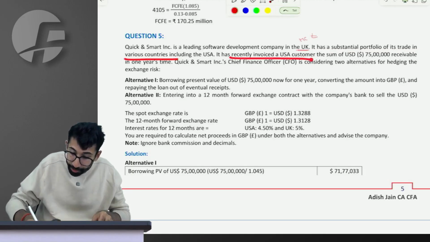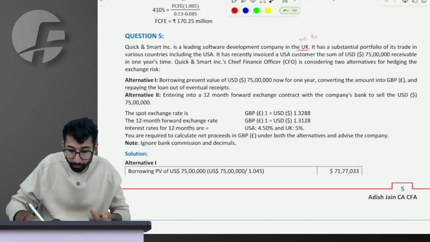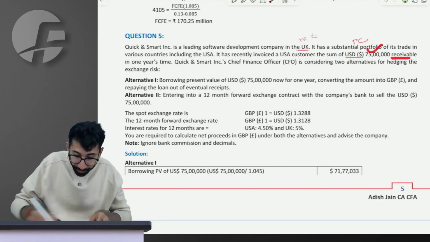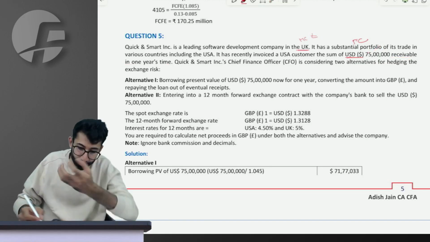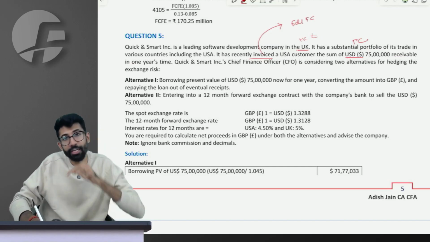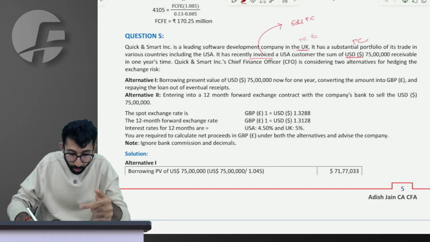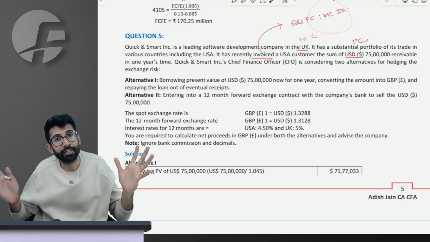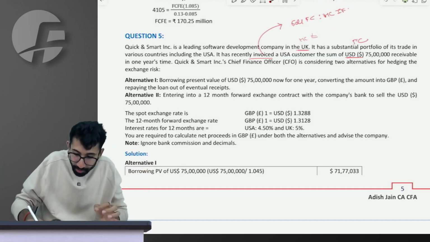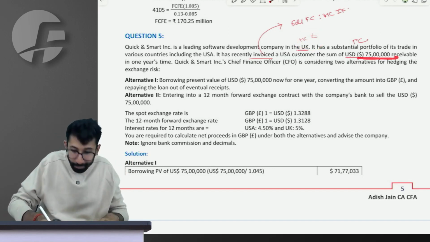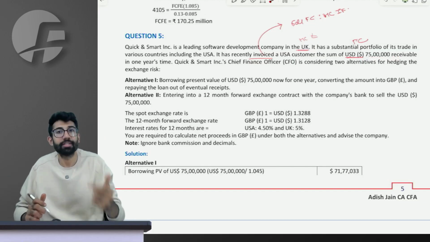It has recently invoiced a USA customer. When you invoice someone, basically you are an exporter, right? And what is the foreign currency? The foreign currency is 75 lakh receivable in 1 year's time. So when you receive the foreign currency, what is the next plan? Sir, you sell the foreign currency. When you go to the forex market to sell the foreign currency, what is the next thing? Sir, you get home currency inflow. So the entire mindset is to receive the final home currency, which is pound, by selling 75 lakh dollars in the forex market. Agreed. The background is set ready with us the way we do forex in the class.